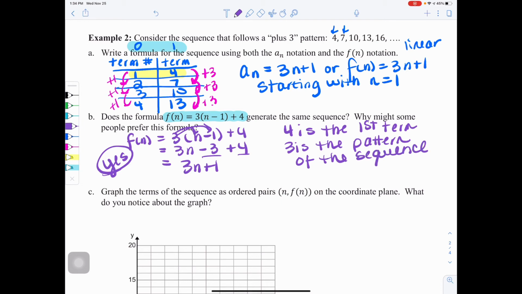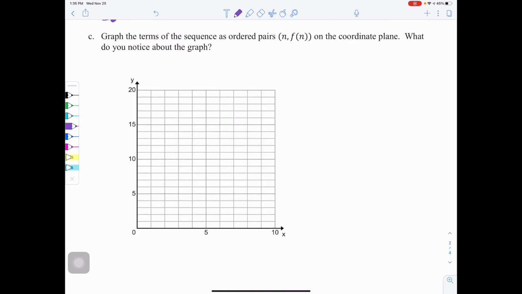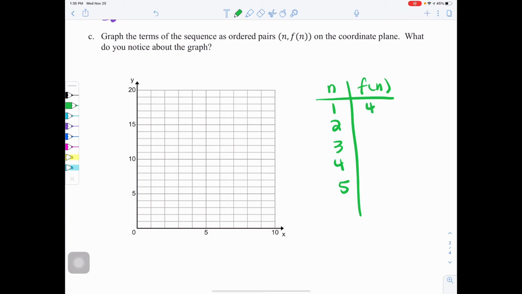All right, moving on to C. It says to graph the terms of the sequence as ordered pairs n comma f of n on the coordinate plane. What do you notice about the graph? And if you recall from up above, we have n and f of n. We have 5 terms, and they were 4, 7, 10, 13, and 16. So these are actually giving us our coordinates.